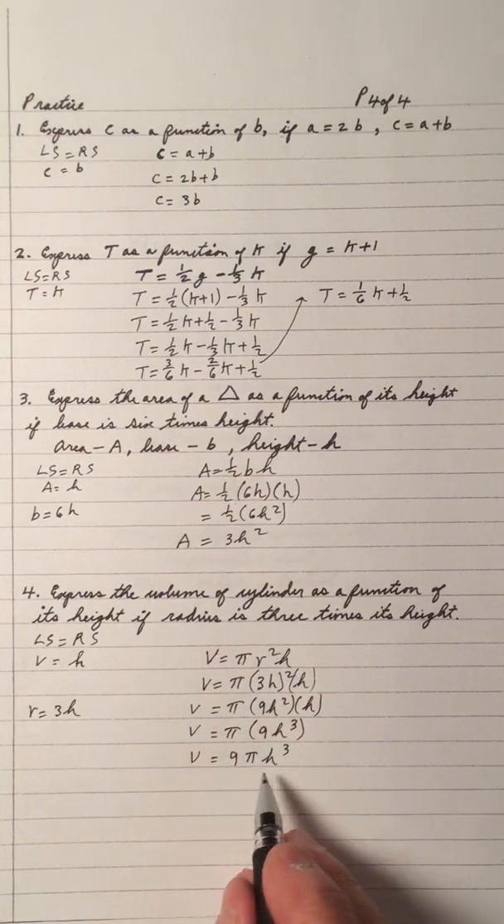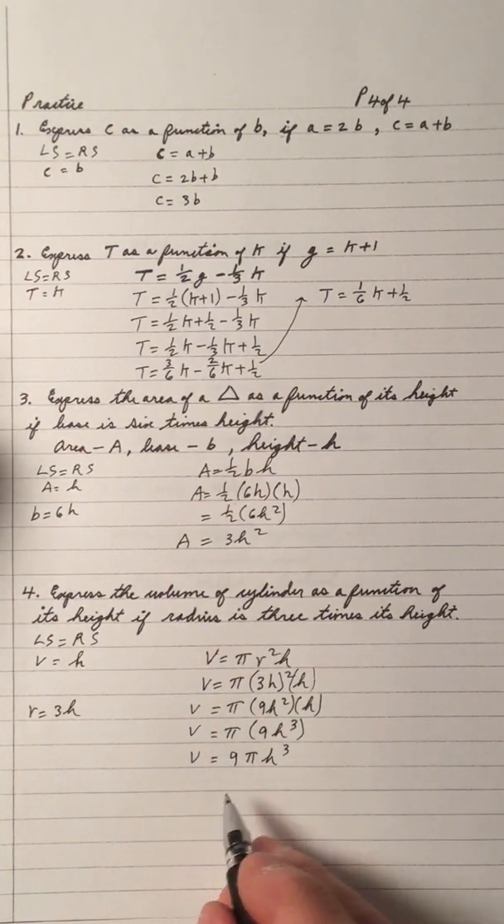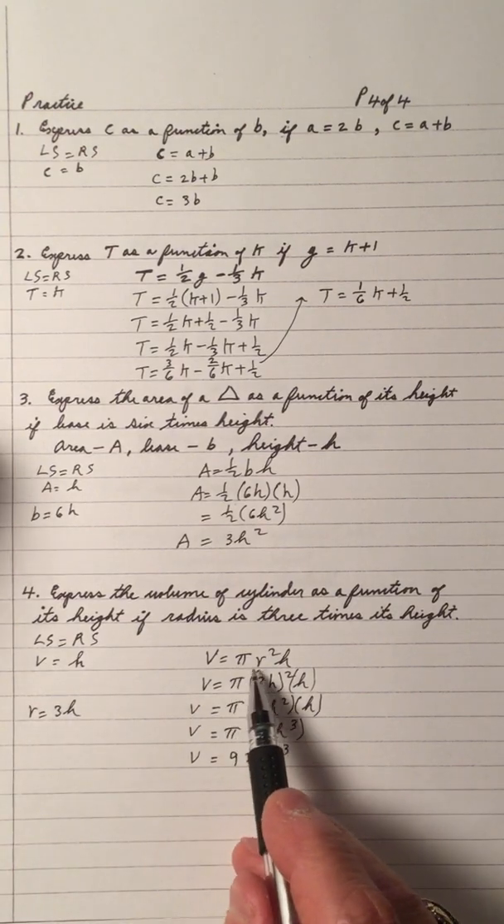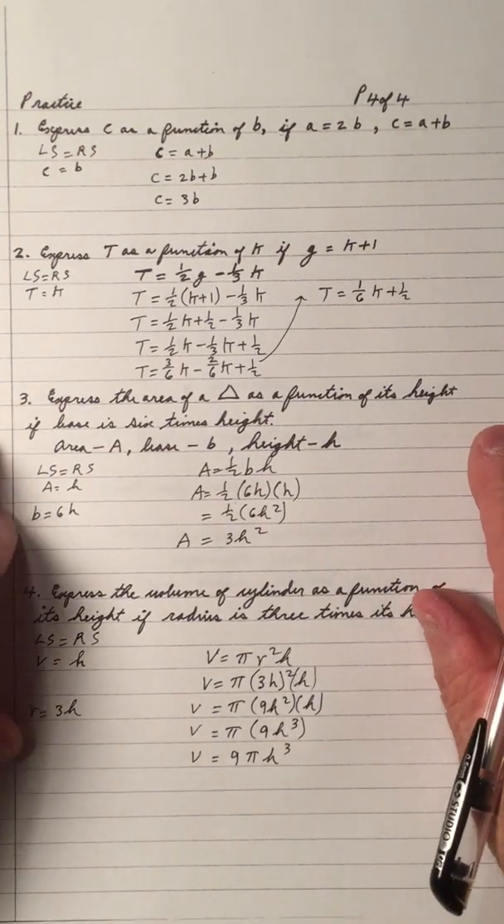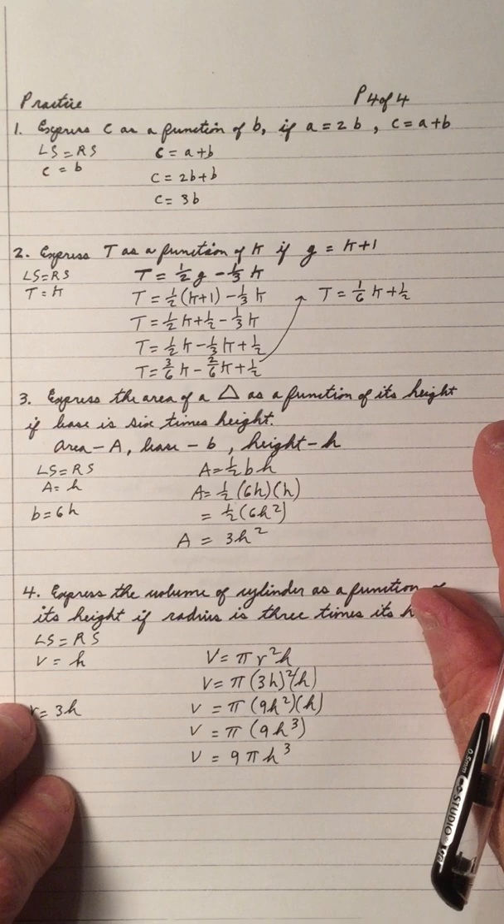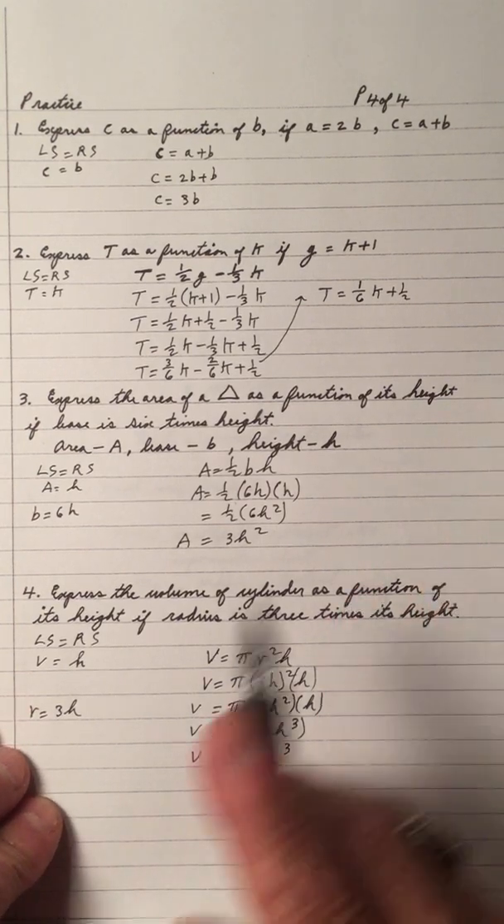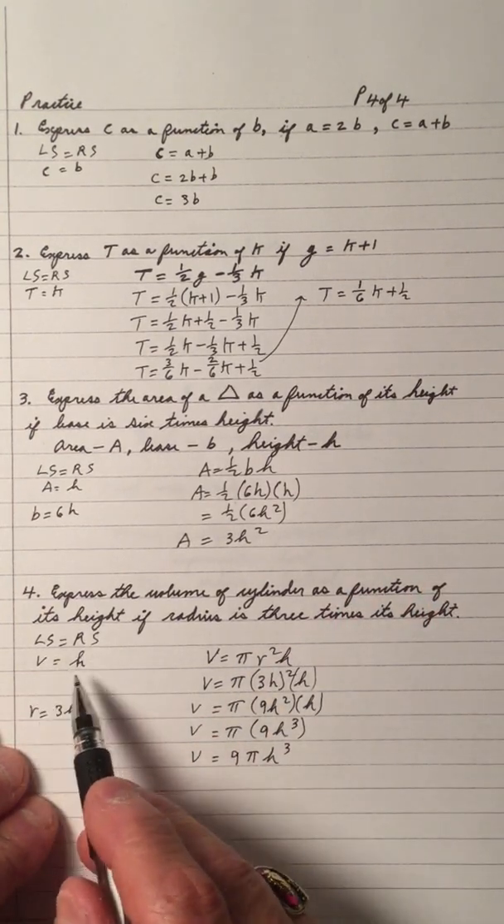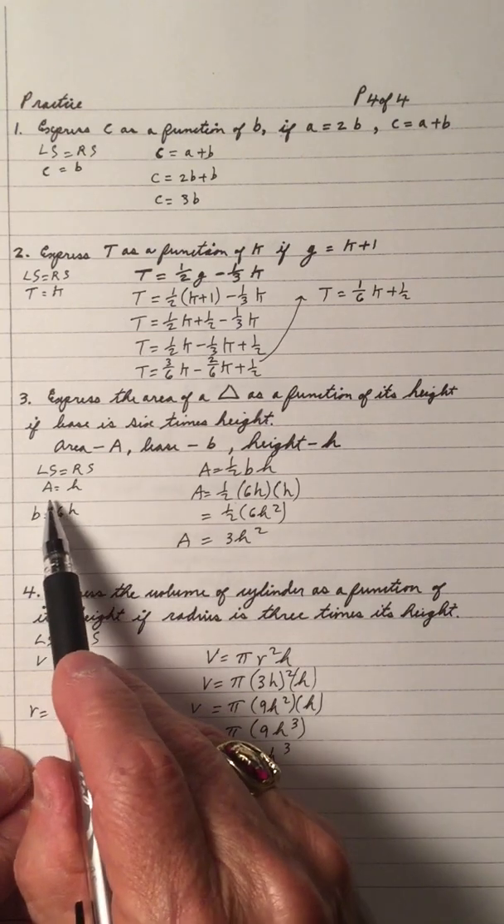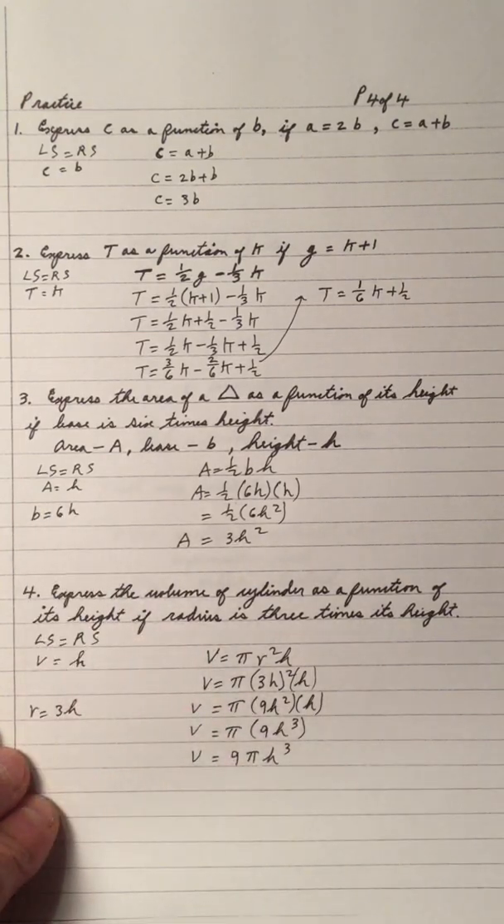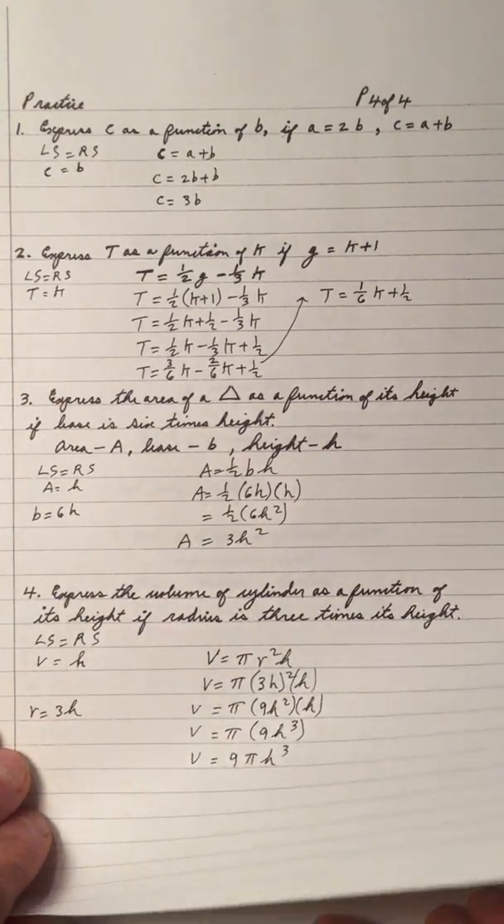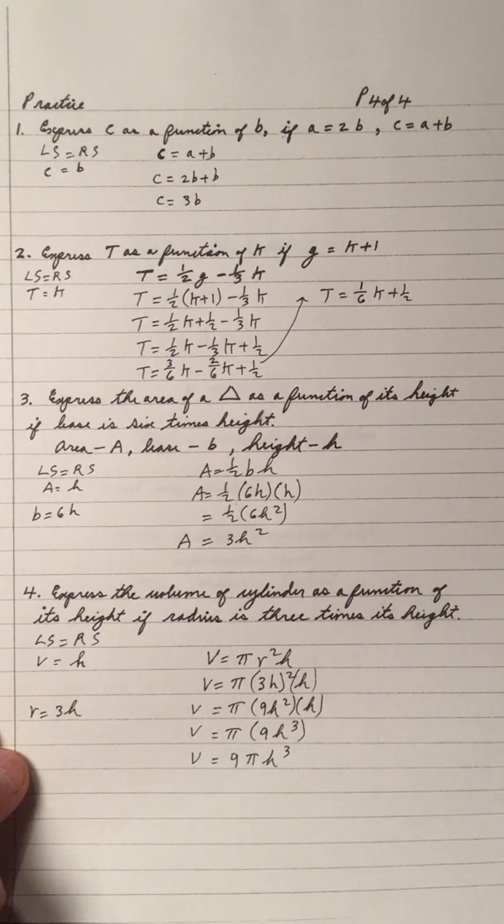So now the volume is a function of h. Whereas before, the volume is a function of r and h. So not too bad to do if you get used to it. But just think of it. Left side, right side, volume is a function of height. Keep going. Area is a function of height. That means the other variables got to be replaced by the one variable that's on the right.